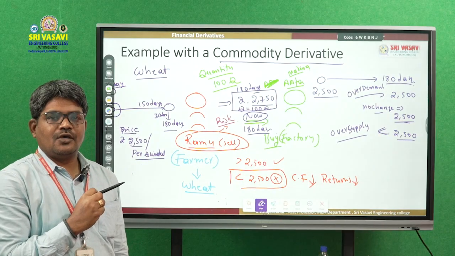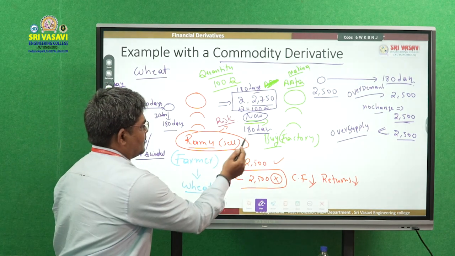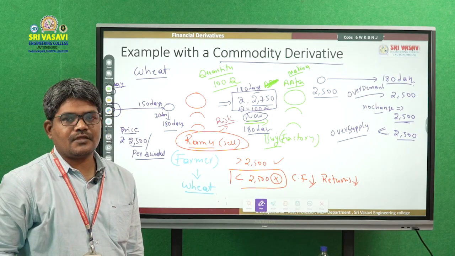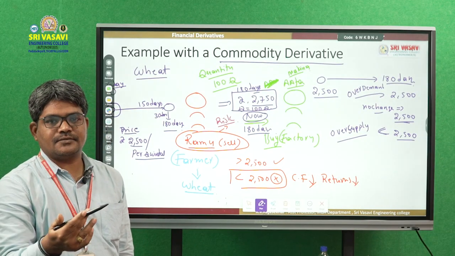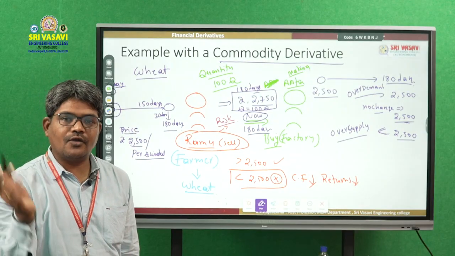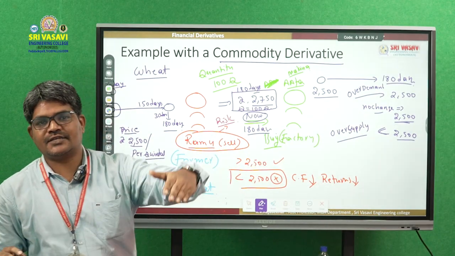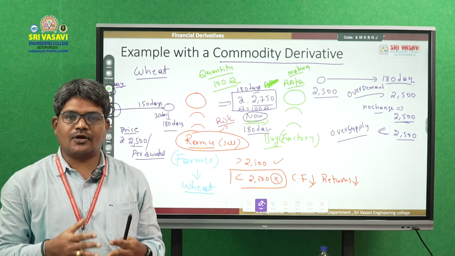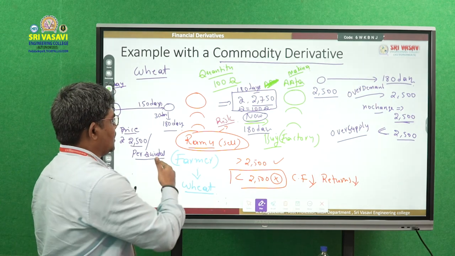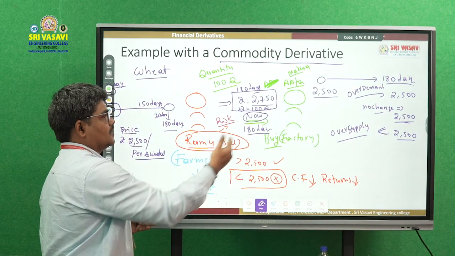Obligatory means you must fulfill the contract on the expiry date. Expiry date means 180 days from now. That's why, whatever the atta price may be on day 180, whether more than 2,750 or less than 2,750, both parties need to accept the contract and deliver 100 quintals to the atta factory. Then the atta factory needs to pay the concerned amount.